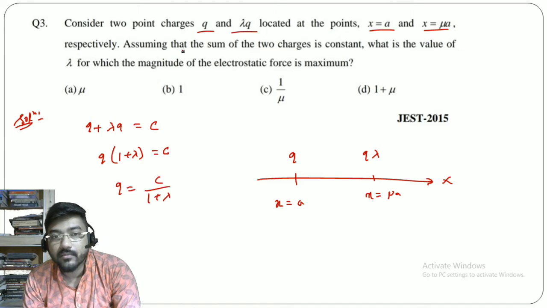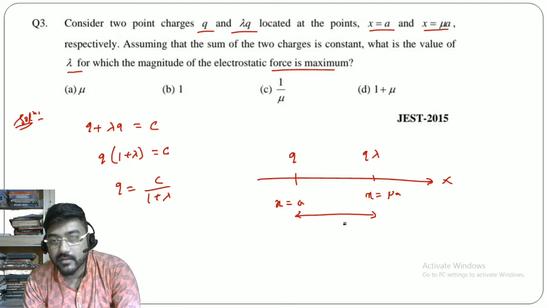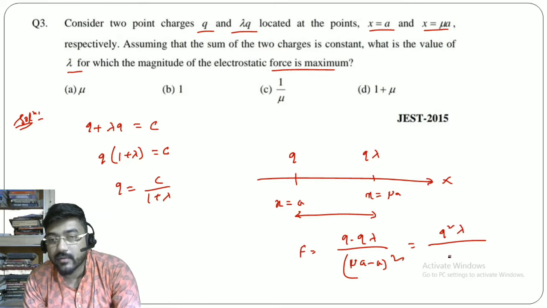Now what we have to find out, assuming that the sum of the two is constant, is the value of lambda for which the magnitude of the electric force is maximum. So what will be the electric force between these two charges? Let me take it in CGS units. F will be just q into q lambda divided by distance square, that means mu a minus a whole square. So this will be the expression of this force, that is q square lambda divided by mu a minus a whole square.